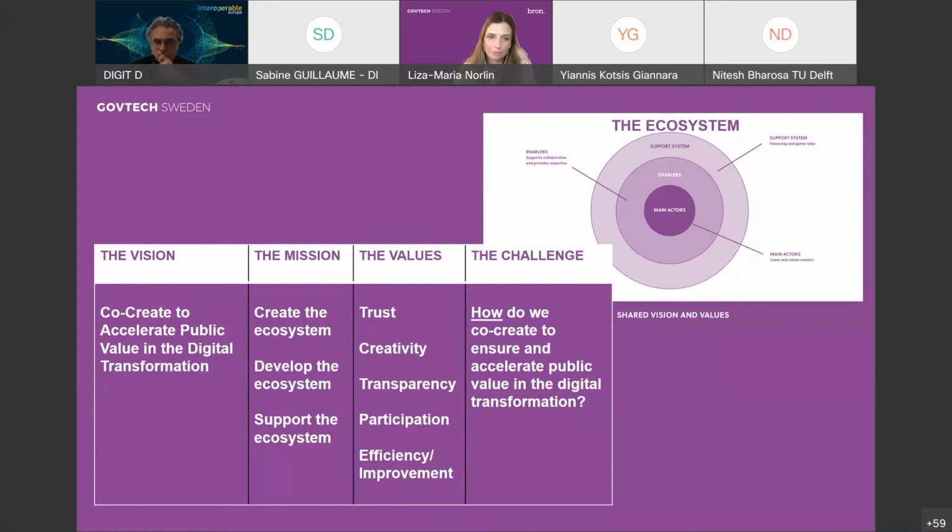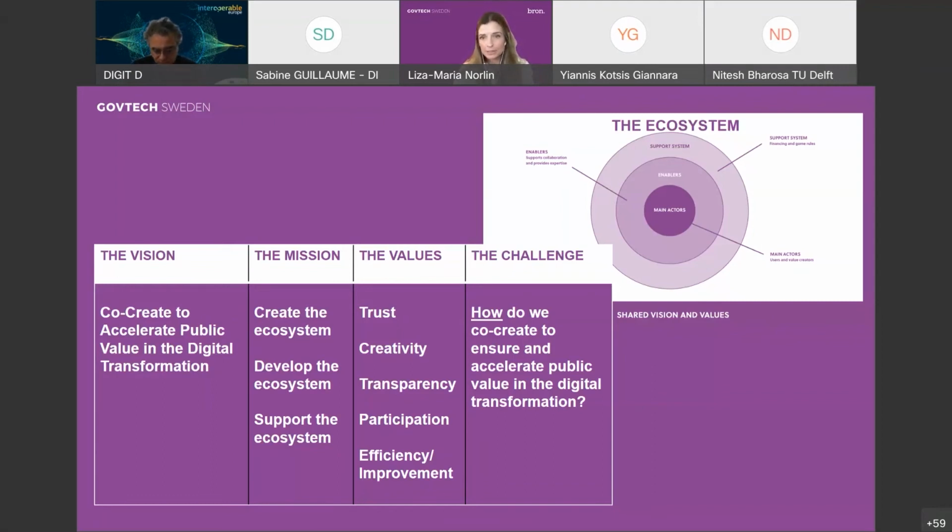Very briefly, GovTech Sweden is, you can call it, a bottom-up ecosystem in Sweden for GovTech. We have a shared vision, which is to co-create, to accelerate public value in the digital transformation. Our mission is to create an ecosystem, and while doing this, we also want to develop the individuals and the organizations in the ecosystem, and we support one another. We believe it's very important to have shared values also: trust, creativity, transparency, participation, and efficiency. But sometimes we also talk about improvement, because that sometimes sounds more positive for the co-workers.